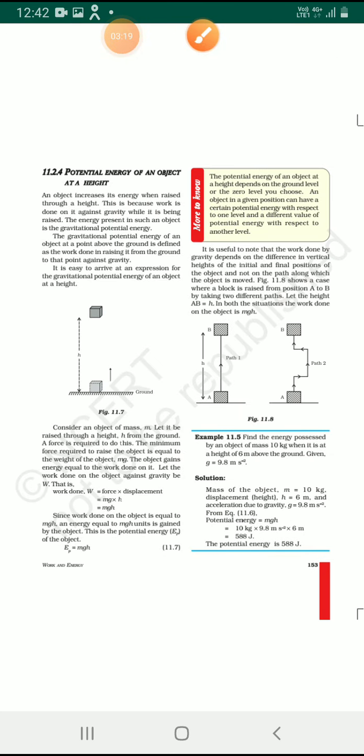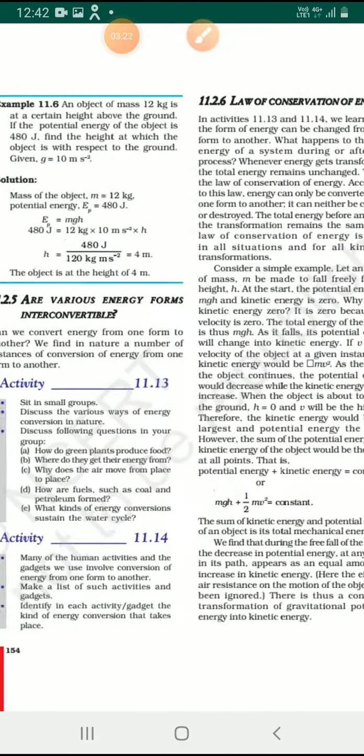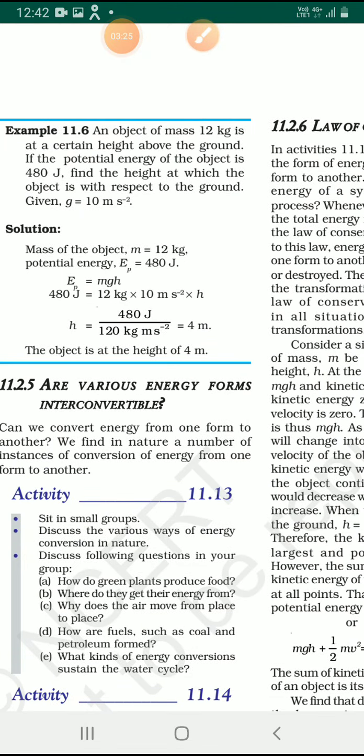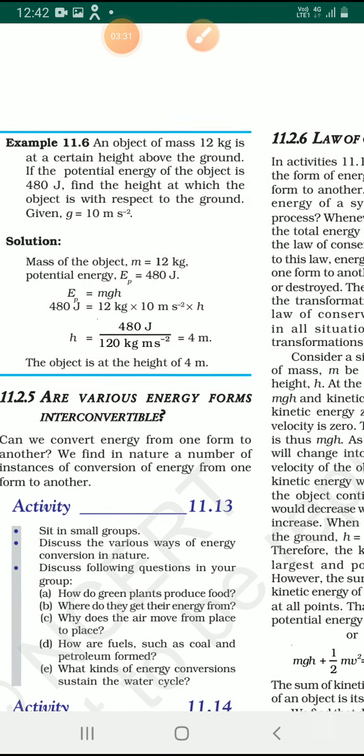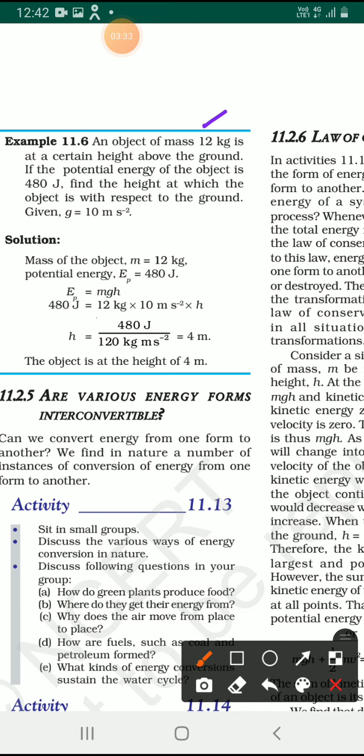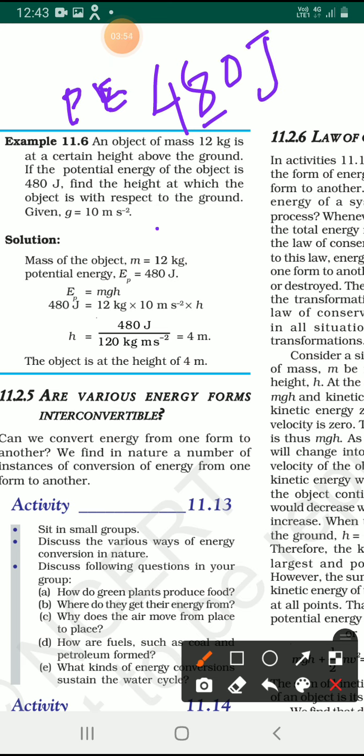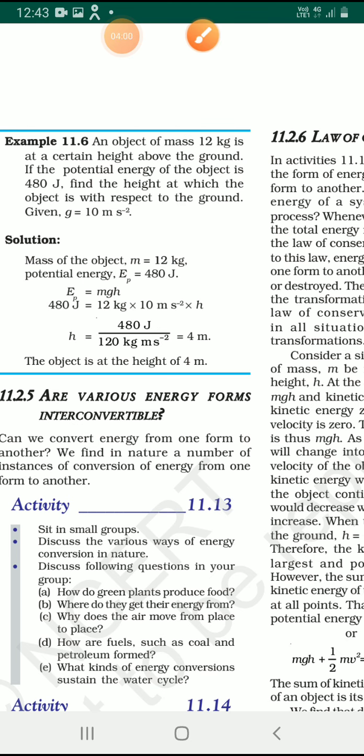Next, we can solve another problem in this way. One more very simple problem is given here: an object of mass 12 kg. Mass is given, children. It is at a certain height, so height is not given and we have to find it out. The object has a potential energy PE given as 480 joules, which is already given. So we need to find H. Practice: what is not given, we have to find out.